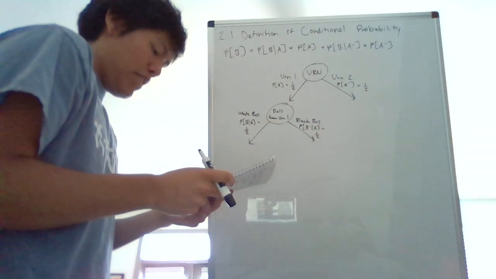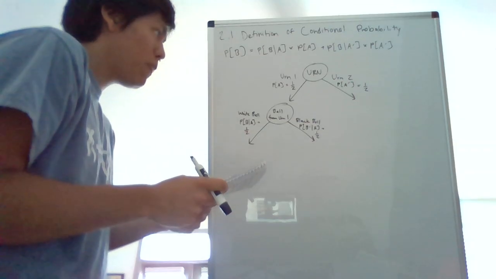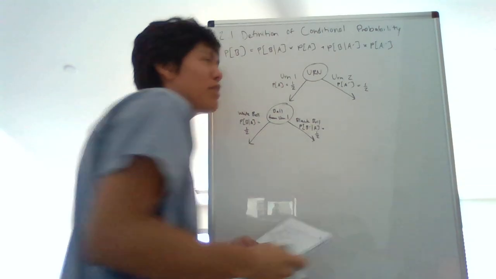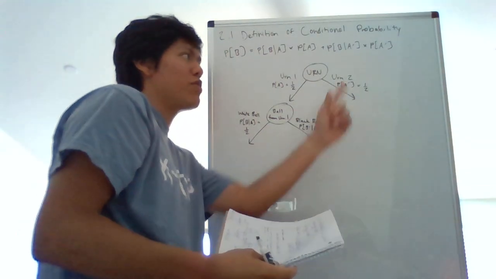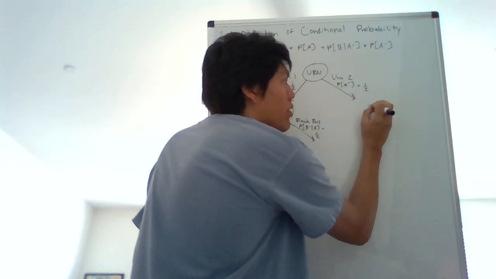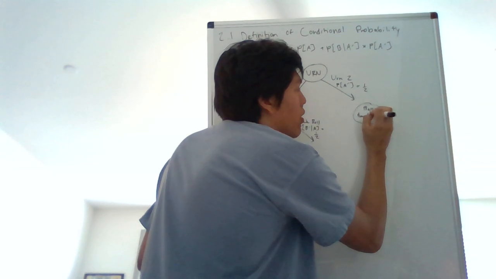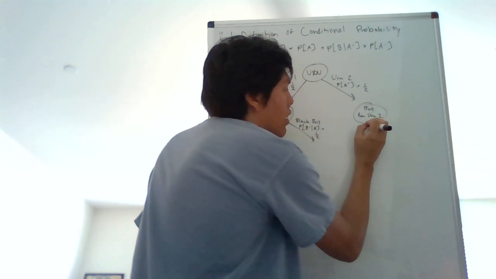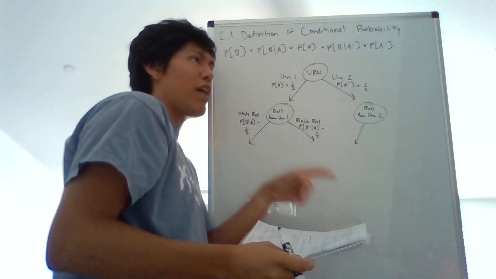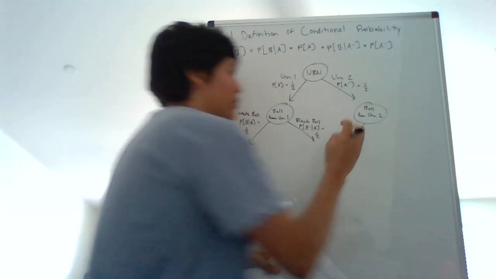Okay. Now, let's fill in this other direction over here. So instead of choosing urn 1, we chose urn 2, which is A complement. All right. So we pick up a ball from urn 2. What's the probability that we picked up a white ball out of urn 2, which is B given A complement?